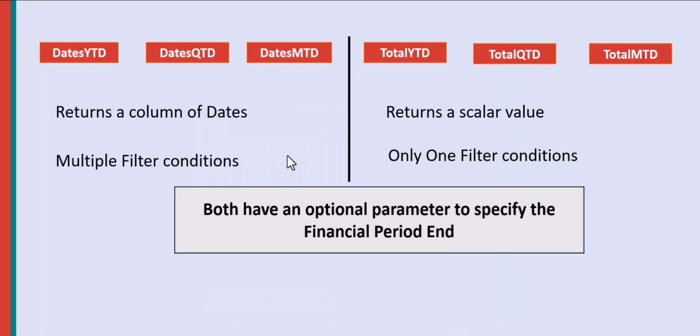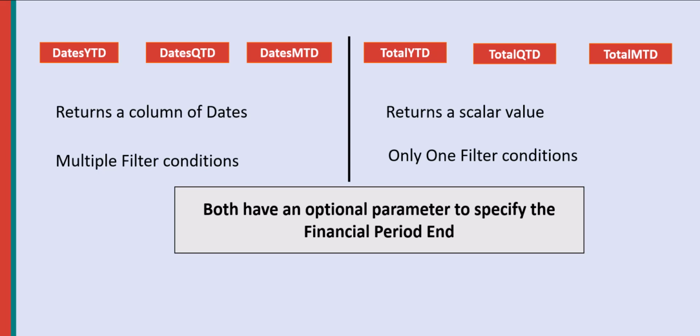To recap, DatesYTD, DatesQTD, and DatesMTD return a column of dates and you have multiple filter conditions. But TotalYTD, TotalQTD, and TotalMTD return only a scalar value and we have only one filter condition as there is no calculate used over here.